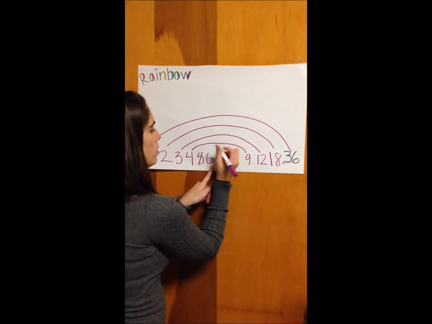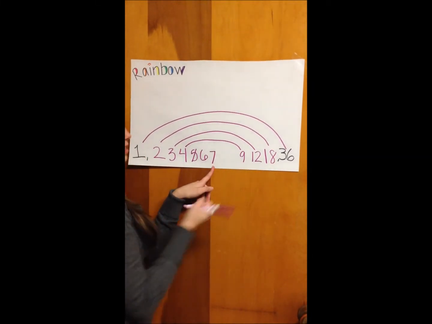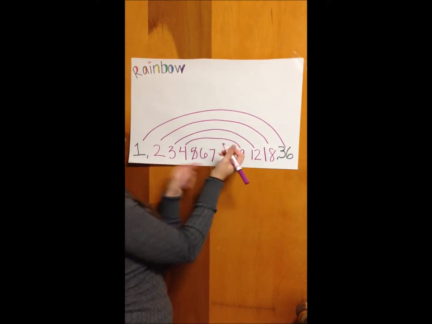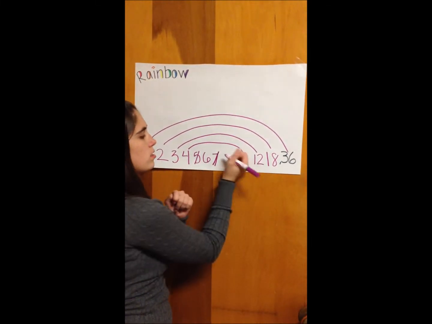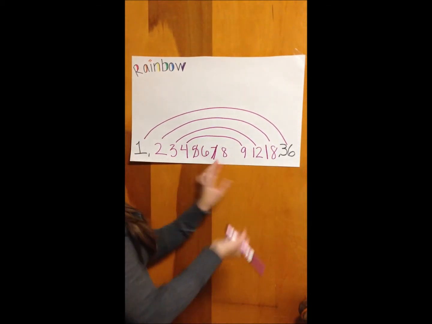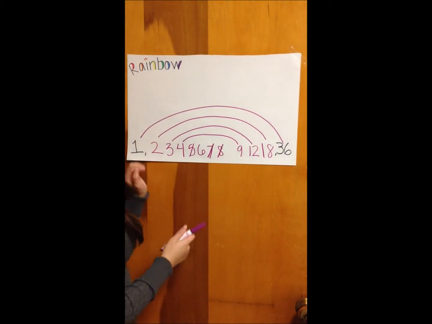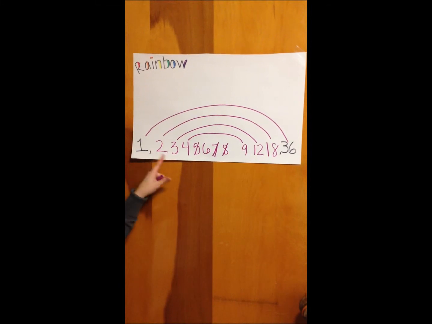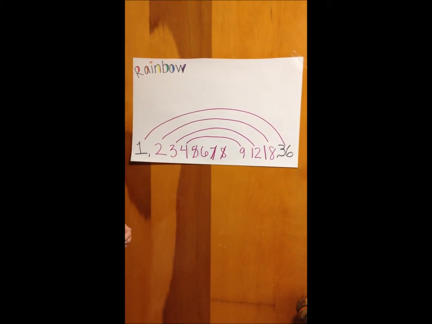Okay, now 7 times what is 36? And that doesn't work, so let's cross it out. Okay, and 8 times what is 36? And that doesn't work, so we'll cross it out. So there is a completed rainbow model of 36.